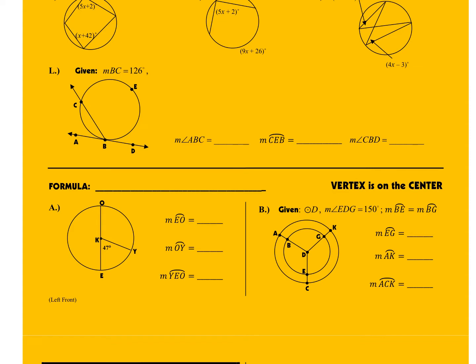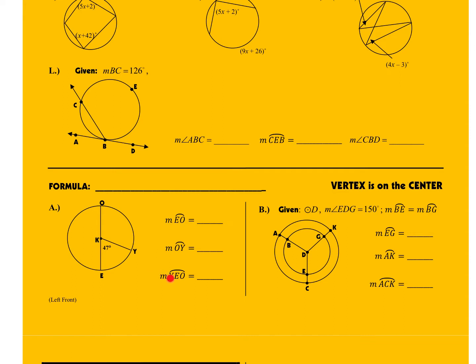When we did our vocabulary, we've already talked about a central angle. So vertex on the center is going to create a central angle. So for example, you can see right here this angle EKY would be a central angle because its vertex is on the center. The sides of the angle contain radii of the circle.